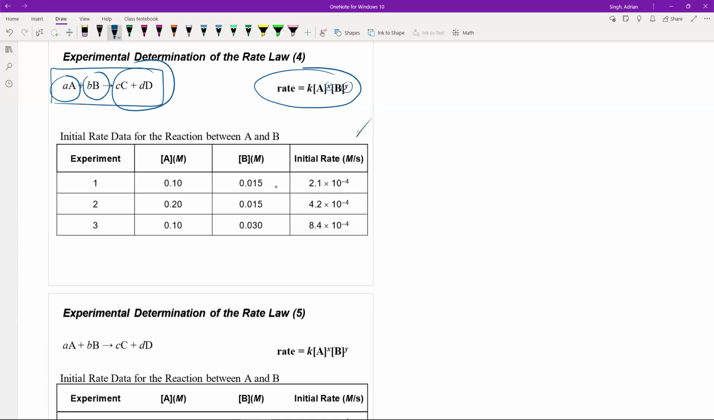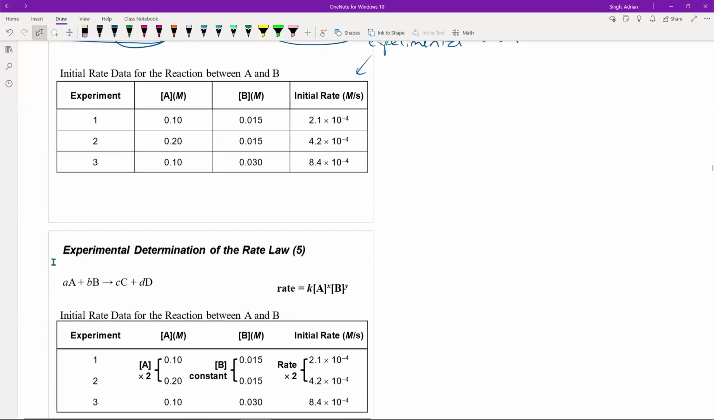All right, so we have a set of experimental data we're going to use to determine the values for x and y. So if I want to determine, for example, the value for x, I can select two experiments where the value for A, because that's what x is associated with, changes. So I can select experiments 1 and 2. So here we see that A is doubled, B is constant. Okay, so we're not changing B.